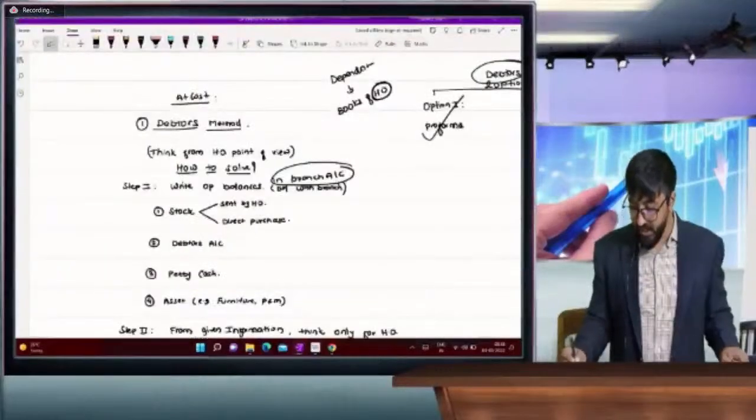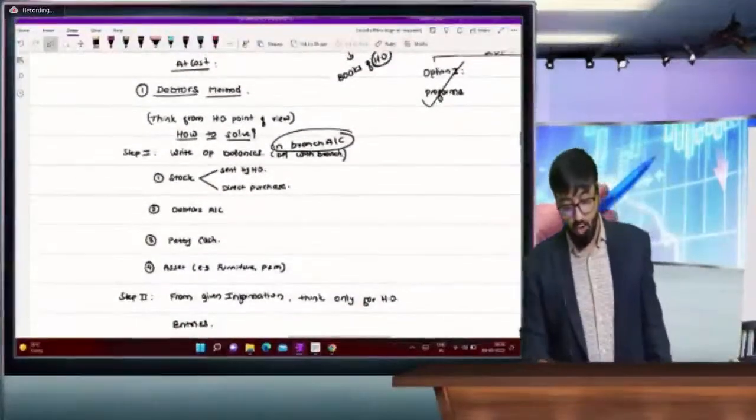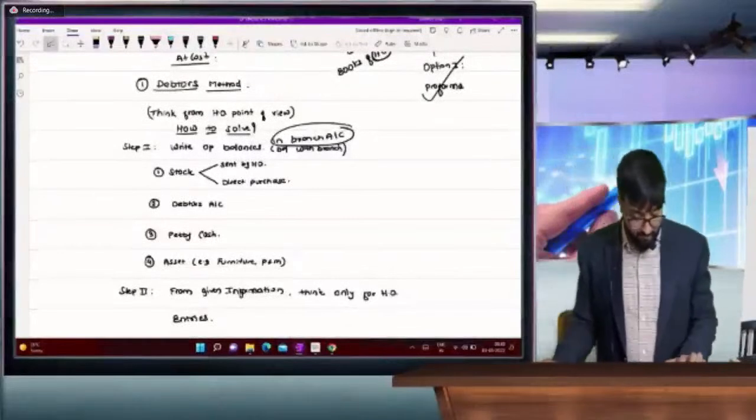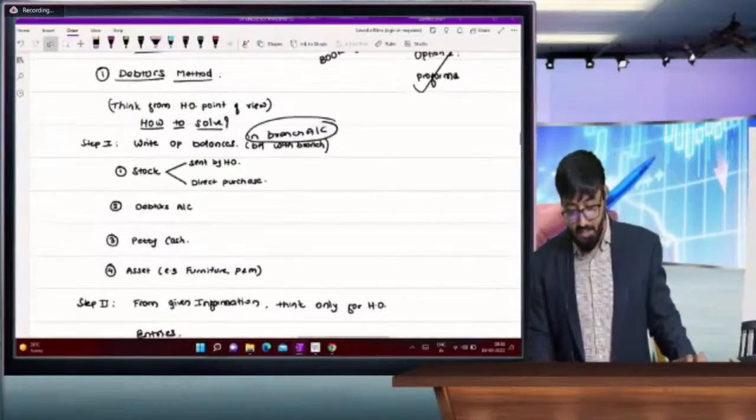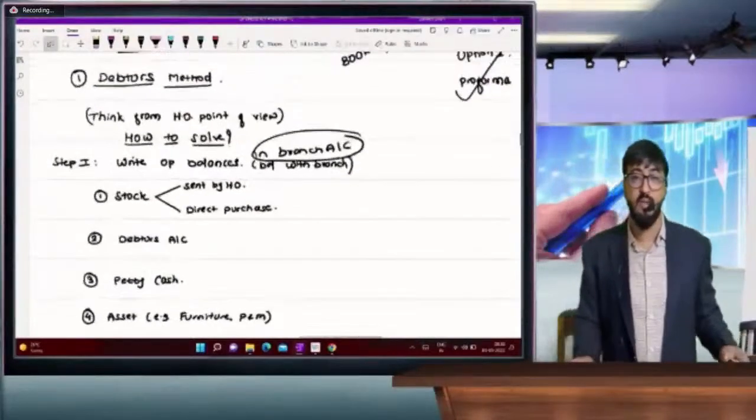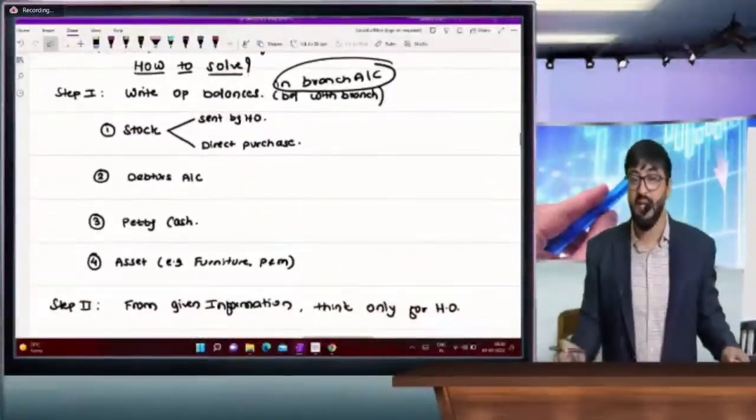Yes, easy or difficult? Yes, you got the debtors method? Yes. So the 4th step is finding out profit or loss. So how to solve this question? Once again, let me tell you in Hindi.